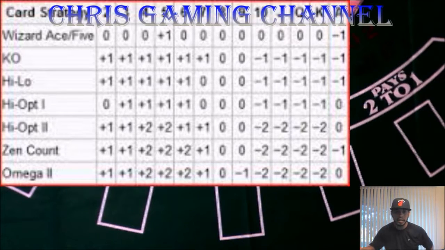As far as the Omega 3, there are some where you don't even count the ace. See here where it says ace is at 0 on the Omega 2, and that's because the aces are counted separately. They're on a whole separate counting system. So you have to count all the face cards and all the low cards, and you also have to count the aces separately. So it's a little tougher.